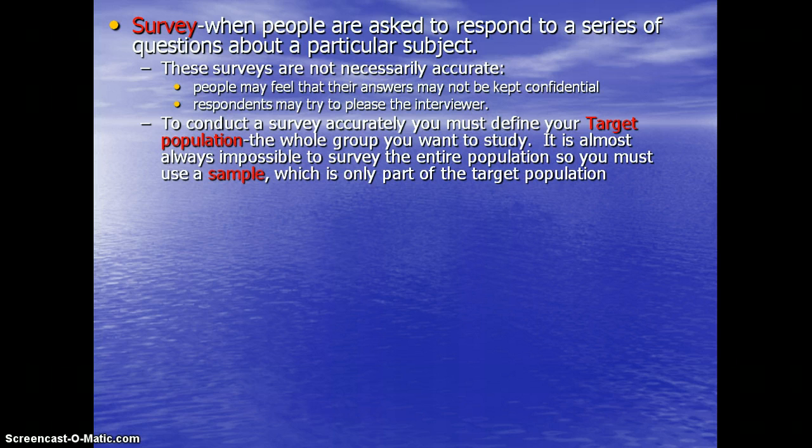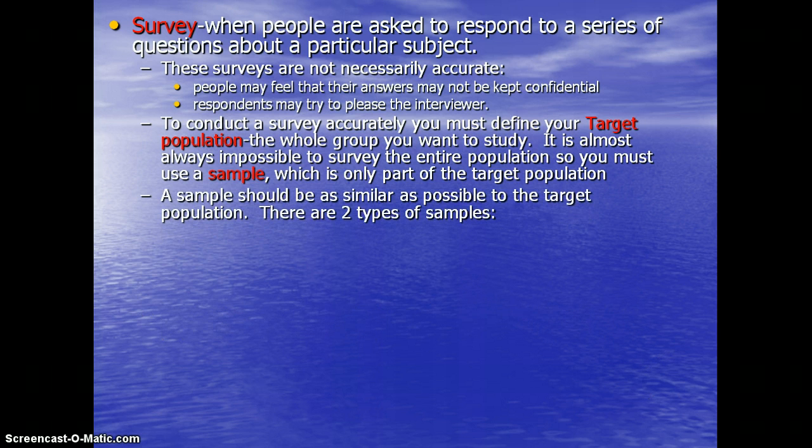Nixa is not necessarily a good representation of all across the country. I mean, we're 99% white. That is not what our country is made of. So samples should be as similar to this population as possible. So it should have a pretty good mix of kids in it.